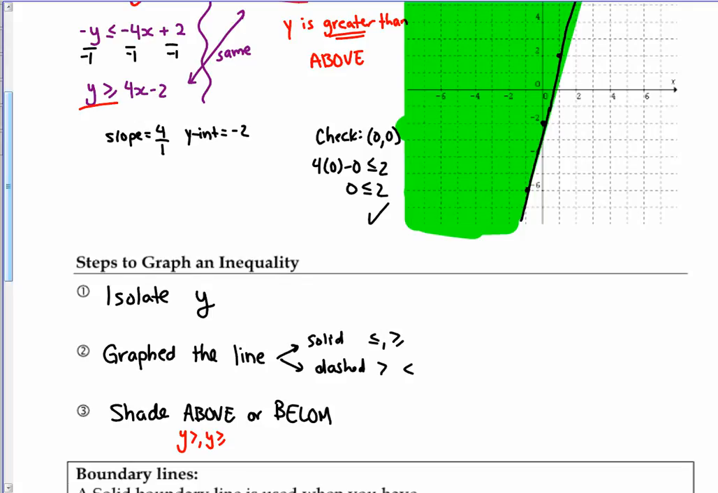Wait, guys, I can't hear him. We're good? It's hot in here. That's really funny. Oh, let me move up so you can see better.